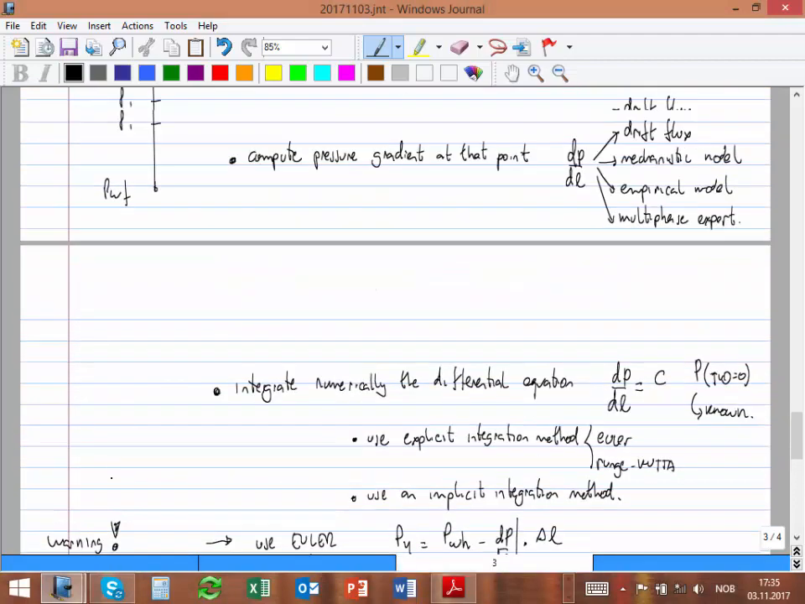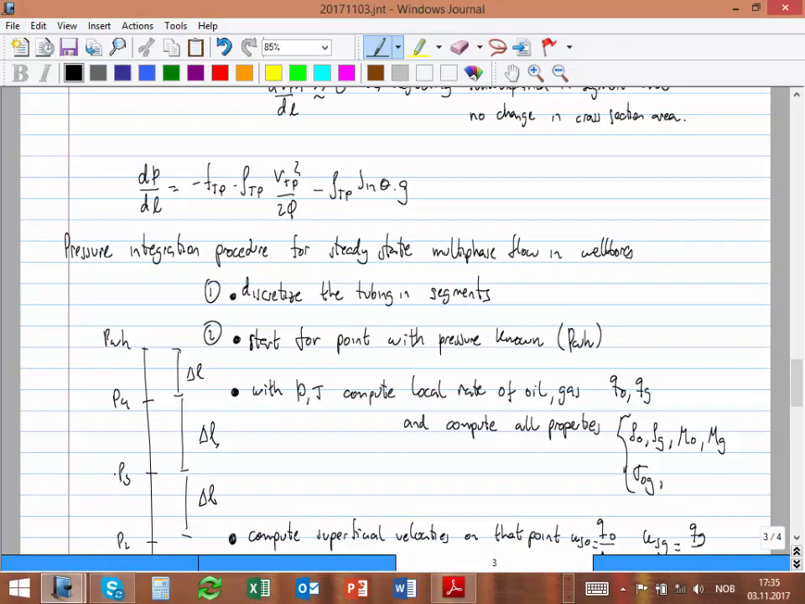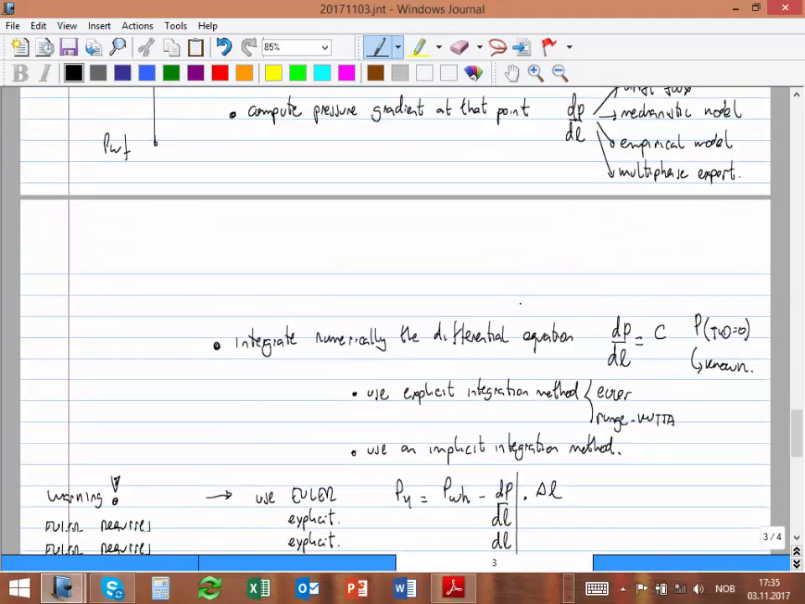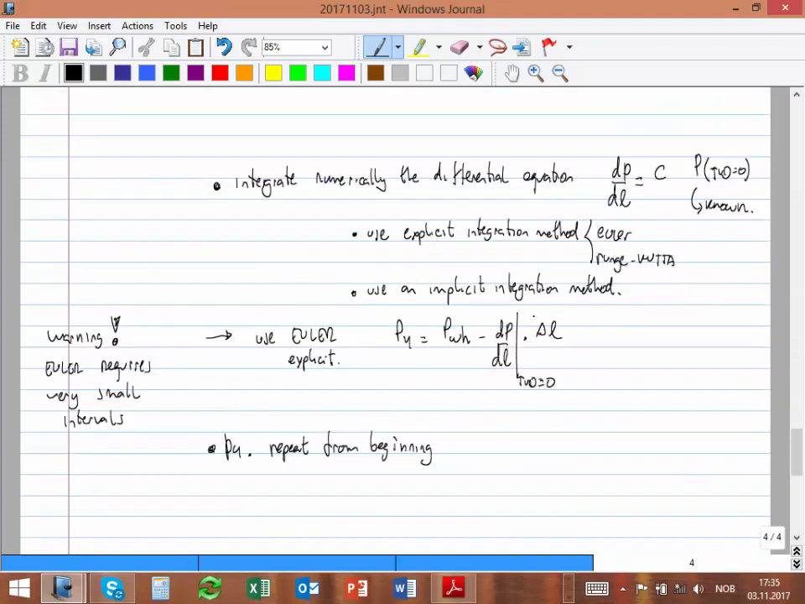Okay? This approach assumes that T is given. The temperature distribution is given. If you don't have temperature, it becomes a bit more complex, and I don't want to discuss it here. But we are assuming that we have the temperature somehow. We have the temperature of the fluid at the wellhead, the temperature of the fluid at the reservoir, and we can just make, for example, an interpolation.